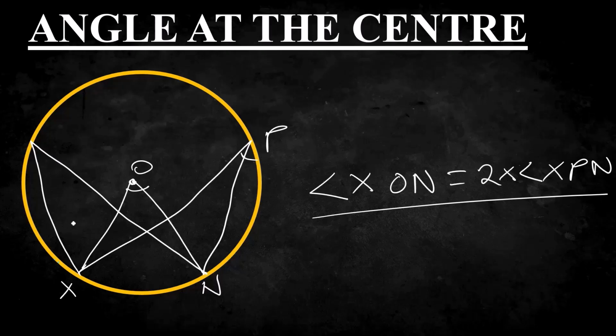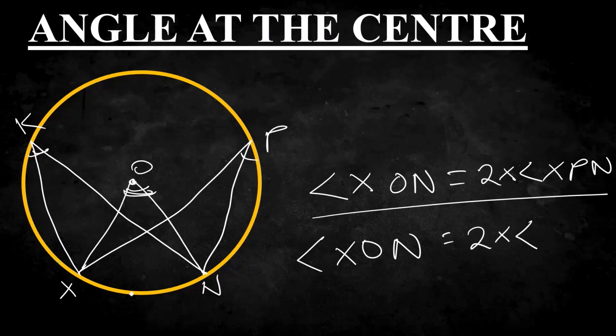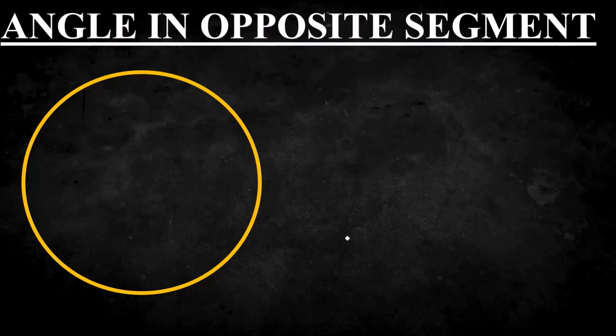Okay, so let's call this side K. So same thing, angle X O N, that is this side, is the same as twice angle X K N. So that's that. Now let's talk about the second property.